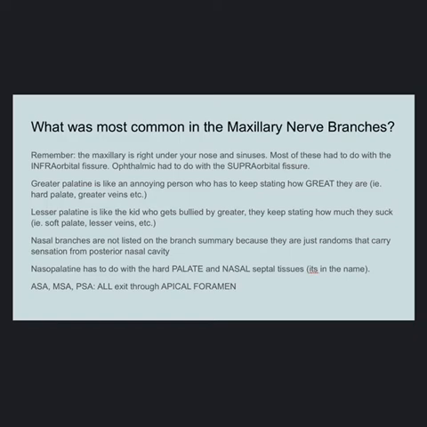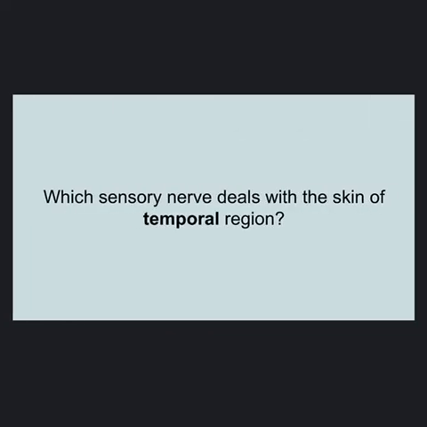The lesser palatine is like the kid who gets bullied or like the poor person, and they keep stating how much they suck, i.e. the soft palate, the lesser veins. The nasal branches are not listed on the branch summary because they're just randoms that carry sensation from the posterior nasal cavity. The nasopalatine has to do with the hard palate and nasal septal tissues. And then the ASA, MSA, PSA all exit through the apical foramen.